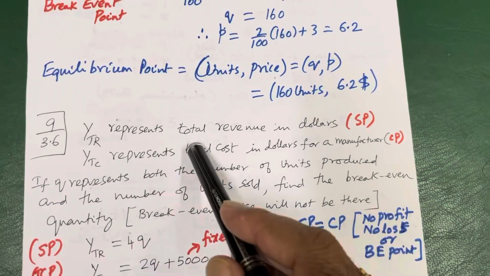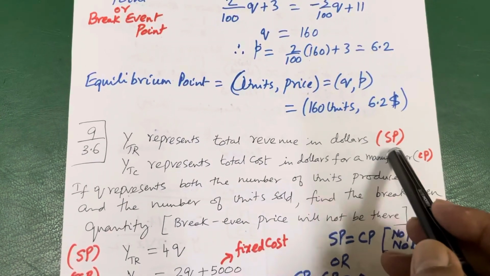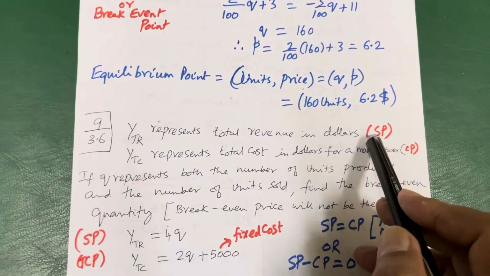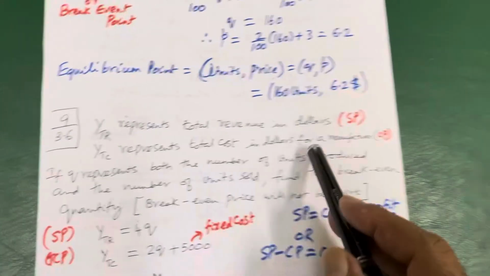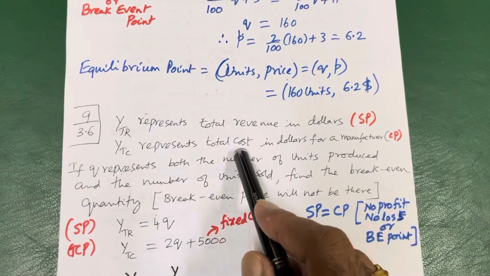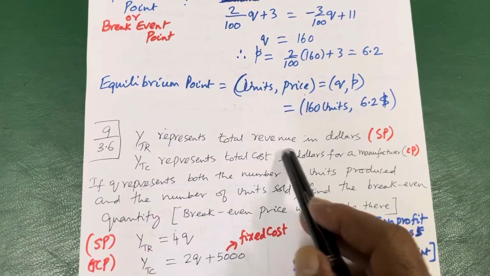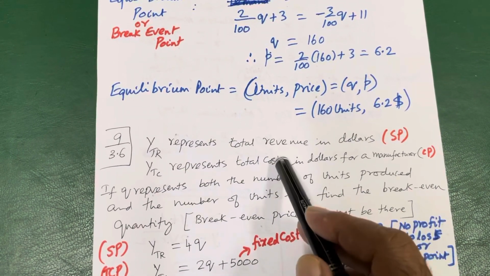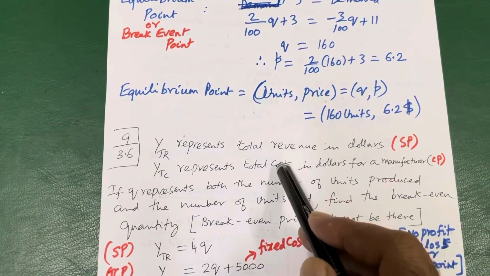TR represents the total revenue. You remember revenue means the money that comes into your pocket, also called selling price. After selling the goods, the money you get in your pocket is called selling price. That's also called revenue, total revenue. TC represents the total cost in dollars, which is called CP, cost price. Total cost means the amount I incurred to make the item. So the item I sold is called revenue. To make the item is called total cost.